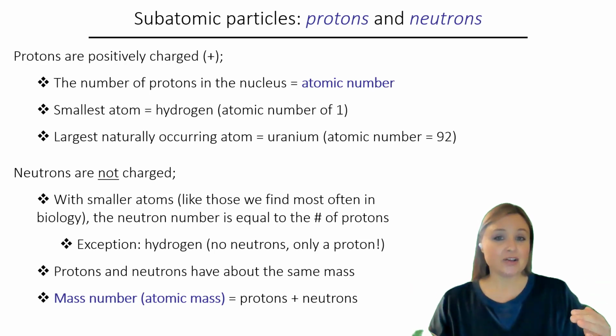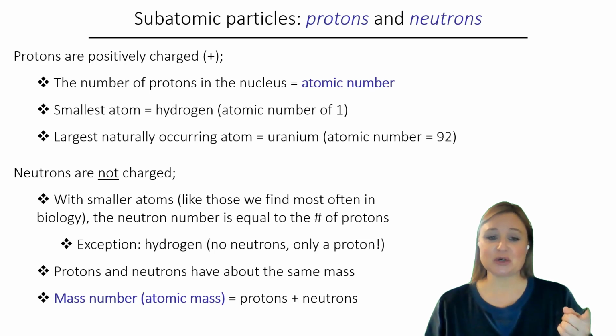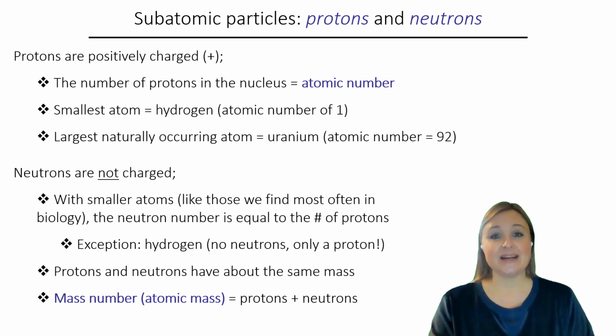But with those smaller atoms, like the ones we find in biology, the number of protons is going to be the same as the number of neutrons. Now, an exception is hydrogen. Hydrogen is a special one because it has one proton, but it has no neutrons. So it's a very interesting atom.